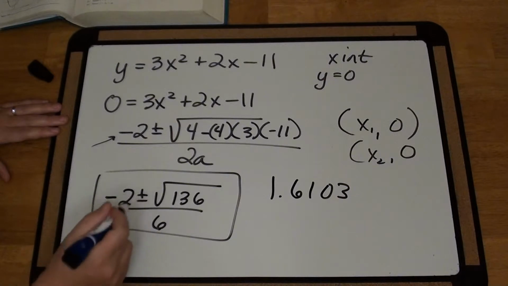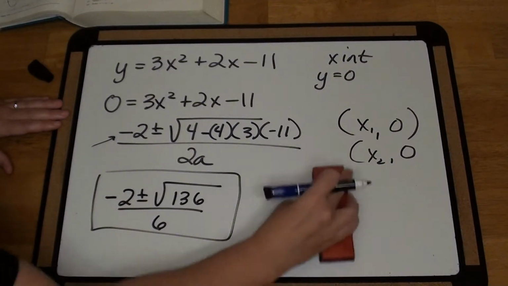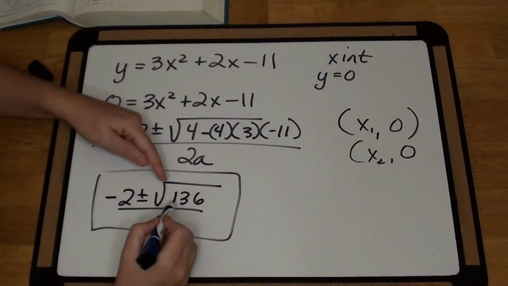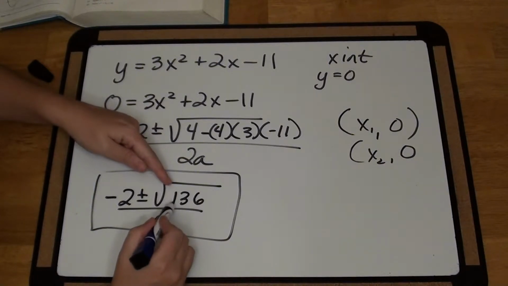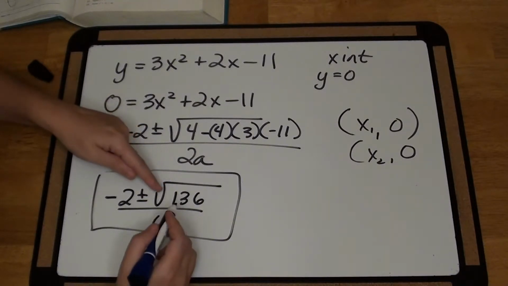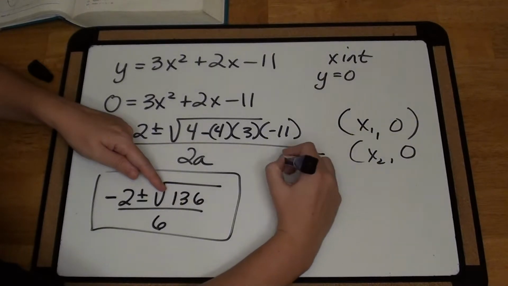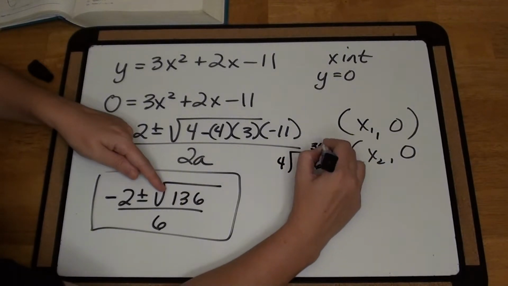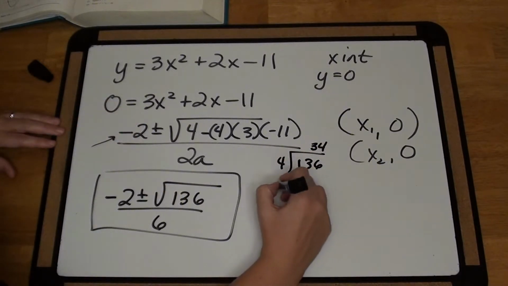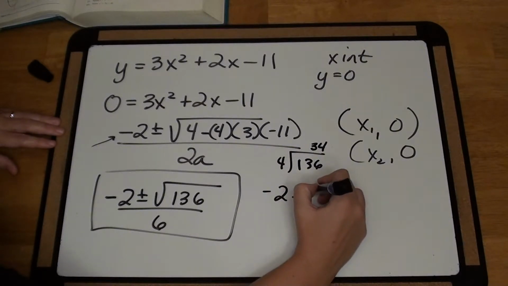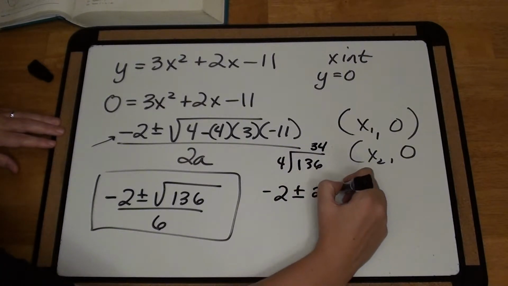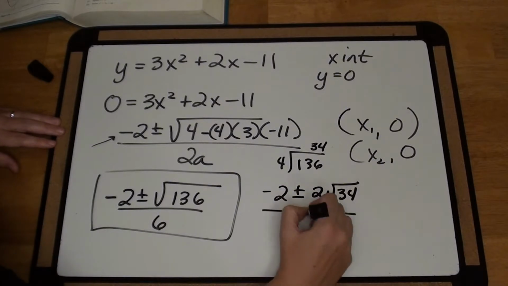One thing that you would want to do here, though, before you finish this answer is try and reduce this a little bit. And I know that I can get a 4 out of that. Yes, I can. So if I want to get a 4 out of that, 136 divided by 4 would be 34. So I would get -2 plus or minus 2 square root of 34 over 6.